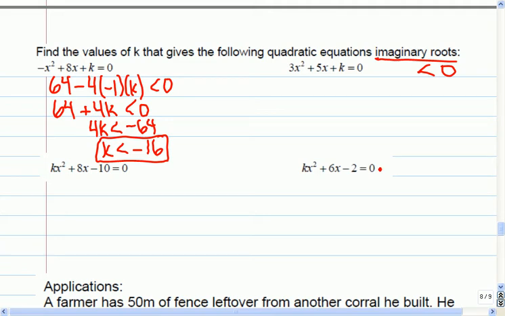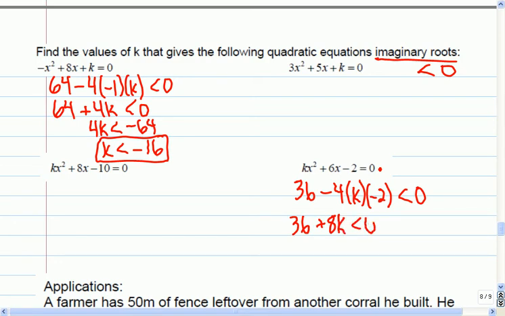So to make sure that I have imaginary roots, I have to make sure that 36 minus 4k times negative 2 is less than 0. So that means 36 plus 8k has to be less than 0. And that means 8k will be less than negative 36. So k has to be less than negative 4.5.